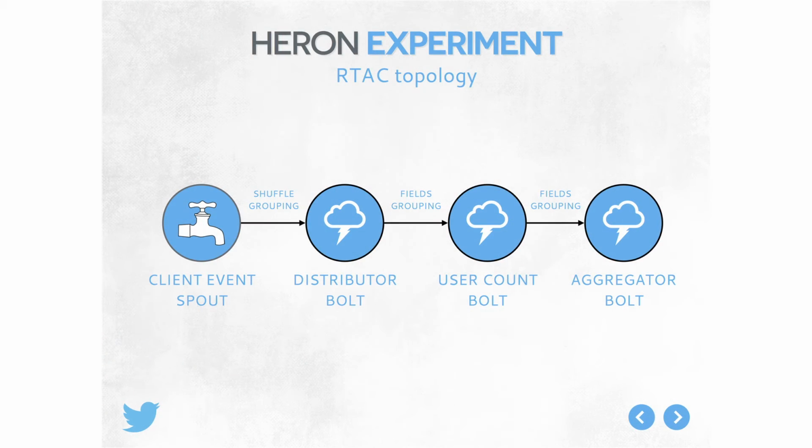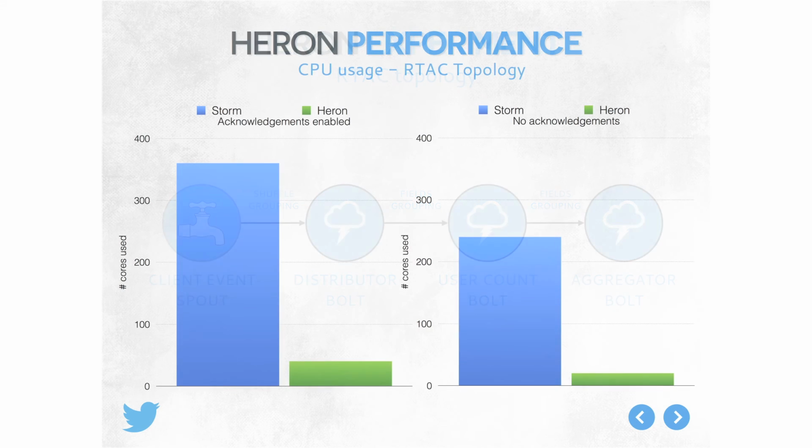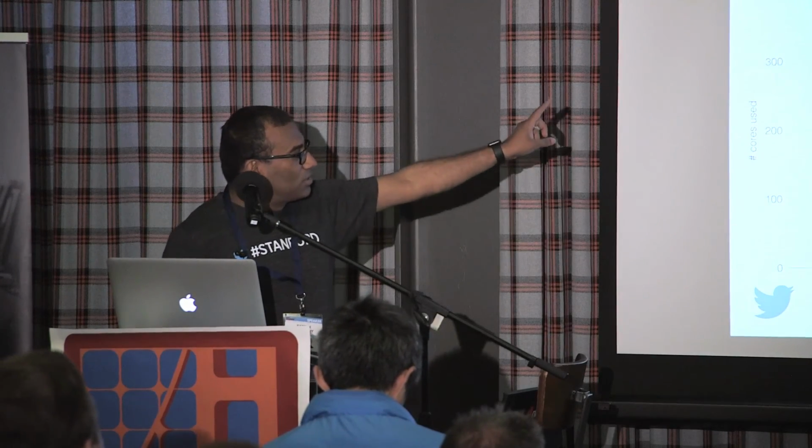Now one more set of numbers, for a topology that mimics a production topology. It counts the real-time active count of people interacting with Twitter. Looking at CPU usage, the number of cores used in Heron, for both at-least-once and at-most-once, is significantly reduced. Heron overall saved 3x to 4x in cost, in terms of the number of machines and cores that we use.